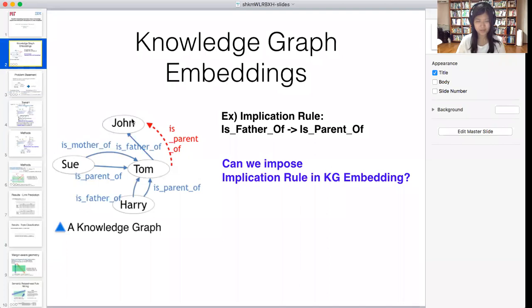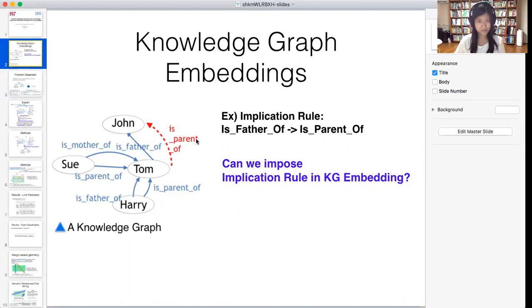Since our paper is on knowledge graph embeddings, let me go over it briefly. What you see on the left is an example of a knowledge graph where entities such as John and Tom are represented as nodes, and their relations between them, such as is mother of, are represented as edges. One current trend of knowledge graph research is to embed these graphs to elements of R^D.